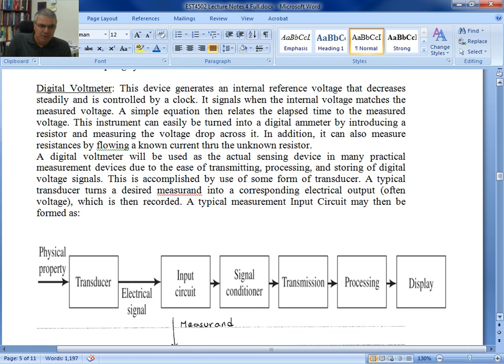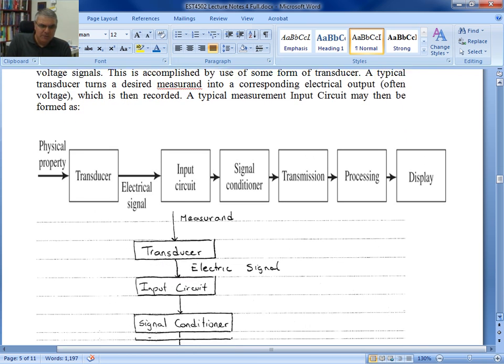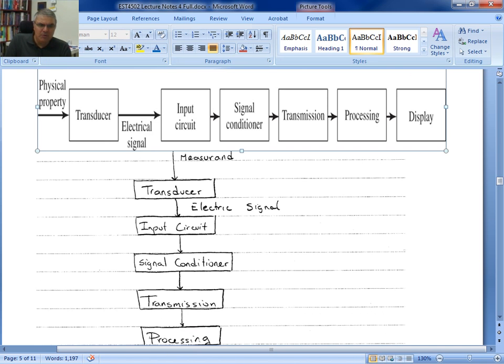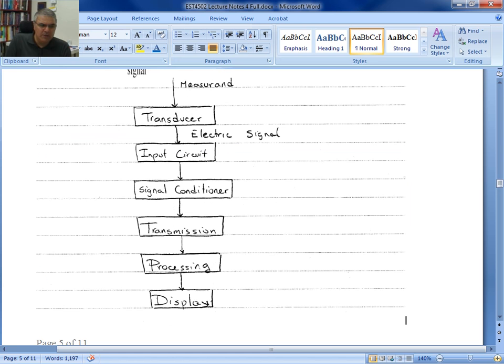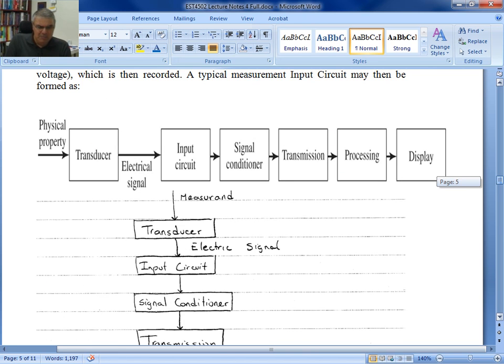The way that we actually measure, and the way it is formed, the typical measurement input circuit, is formed as such. And you can see here the measured signal. You can read this figure from left to right, or you can read it from top to bottom. I prefer the top to bottom explanation here.